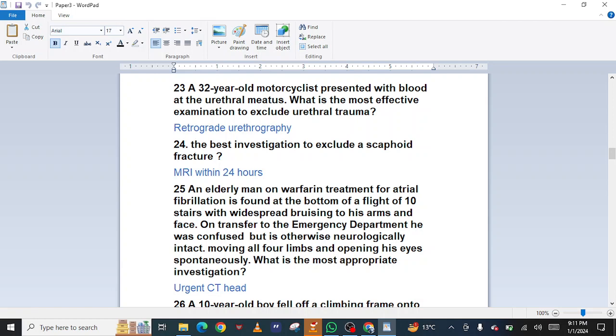25. An elderly man on warfarin treatment for atrial fibrillation is found at the bottom of a flight of 10 stairs with widespread bruising to his arms and face.